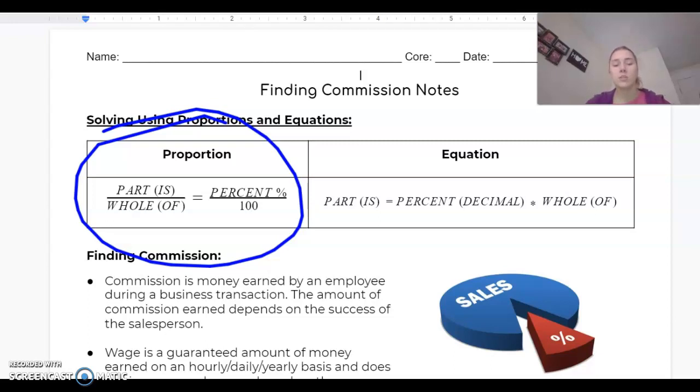So, commission is the money earned by an employee during a business transaction. So, let's say one day you sell 6 suits, like dress suits, and one day you sell 3 dress suits. The day you sell 6, you're going to earn more commission because you're selling more, okay? So that just depends on how much you're selling. The more you sell, the more commission you will earn.